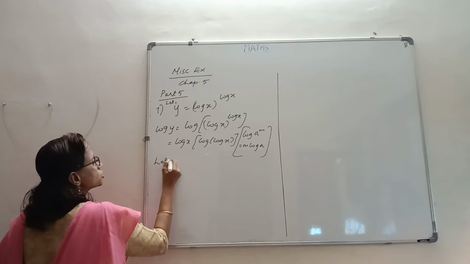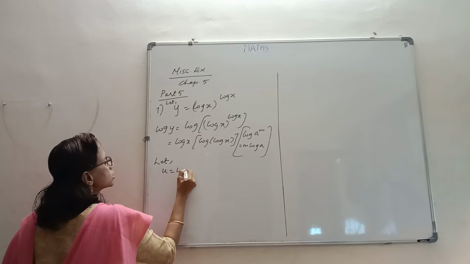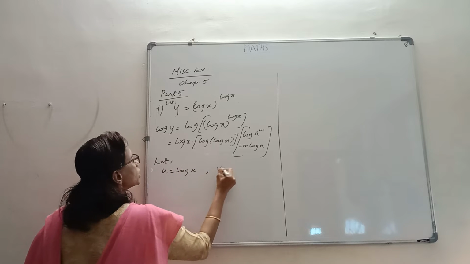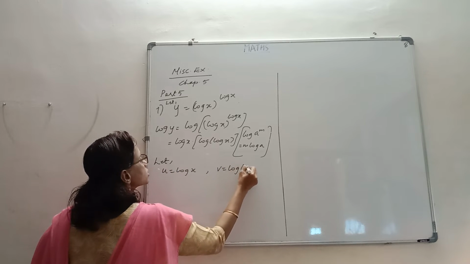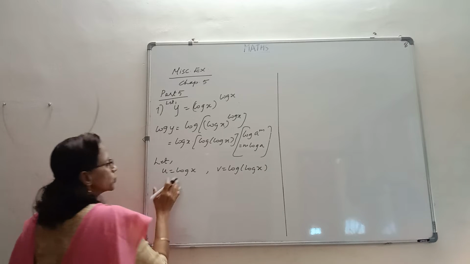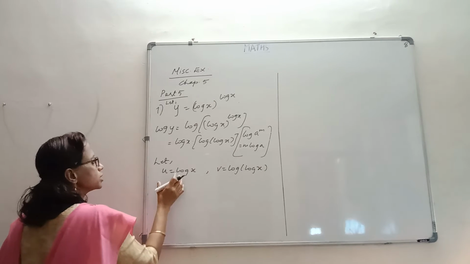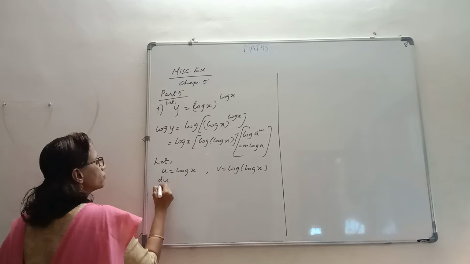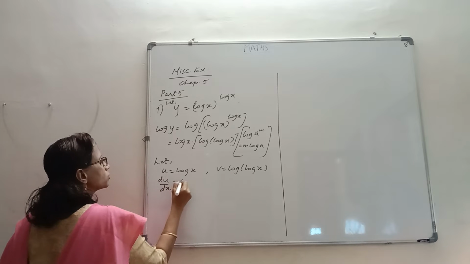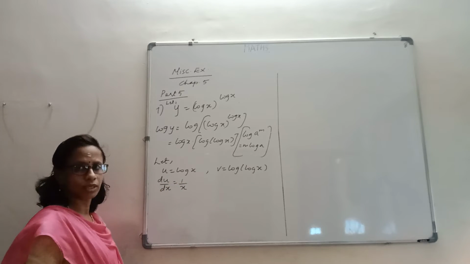So let's make the substitution. Let u be log x. And what is going to be v for us? v is going to be log u. So let's work with this. It's quite easy for us. With u as log x, you can find the derivative: du by dx is 1 by x. That's quite clear to us.